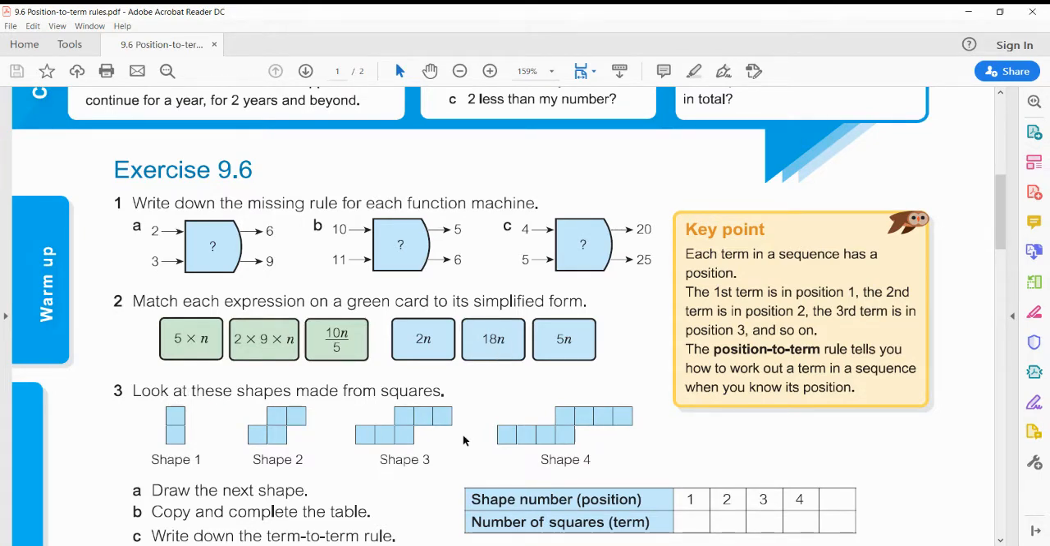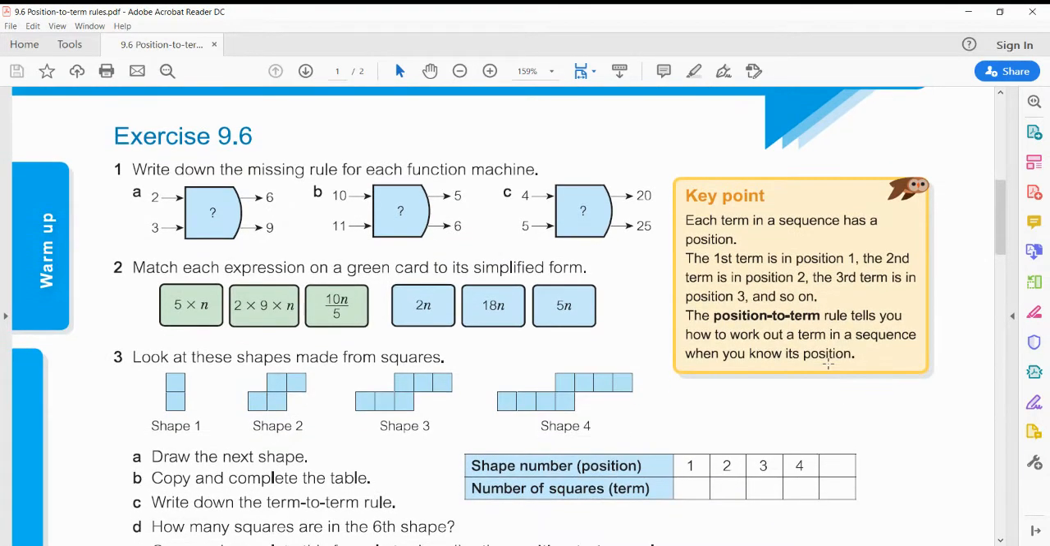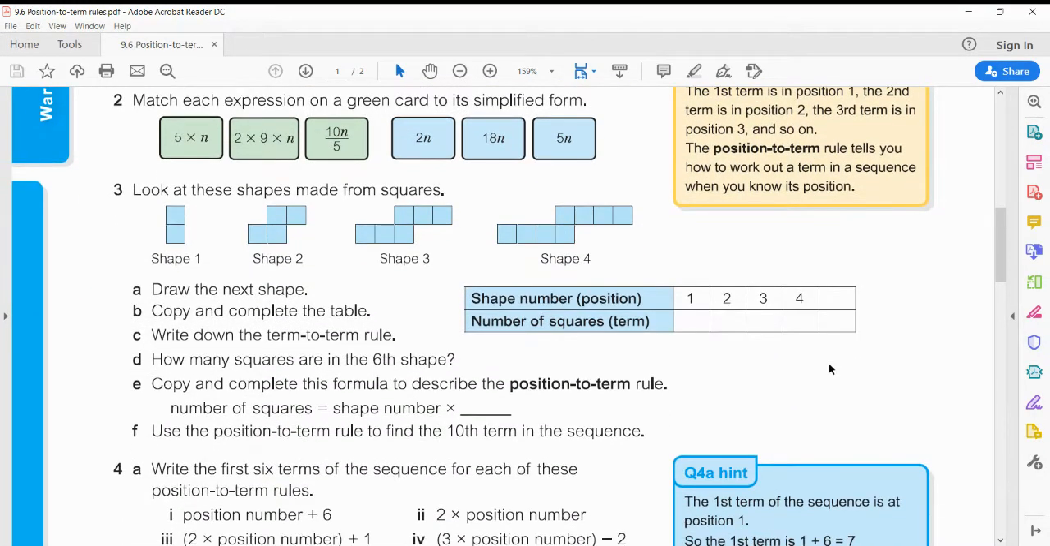Right, then, the next question is asking us to look at the shapes made from squares. We want to draw the next shape, so I won't actually draw it for you, that'll be in the answers, but just so that you understand, I'll describe how I draw it. It starts with this line, and then one goes on the bottom, one goes on the top. One more on the bottom, one more on the top. One more on the bottom, one more on the top. So I draw the next shape. It looks the same as this, except there'll be an extra one at the top and an extra one at the bottom.